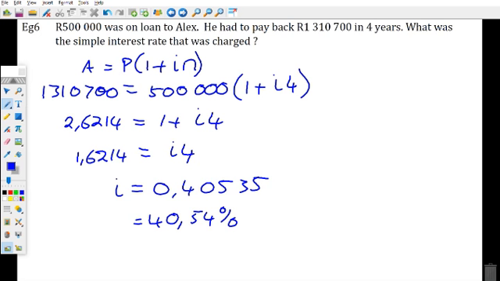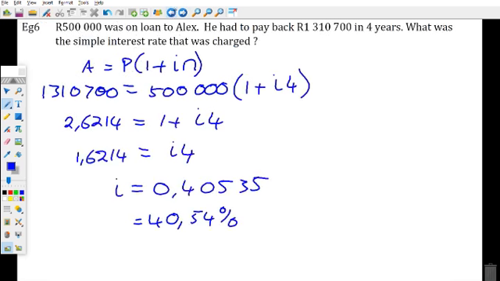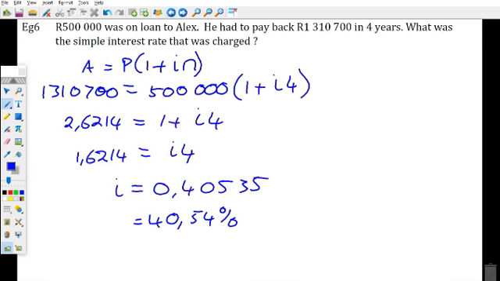Okay. Any questions about how we're doing these things? Okay. So tomorrow what we're going to do, we're going to do something called hire purchase loans. We're going to touch on that tomorrow. Okay. You guys good? Any questions? All right, fantastic.